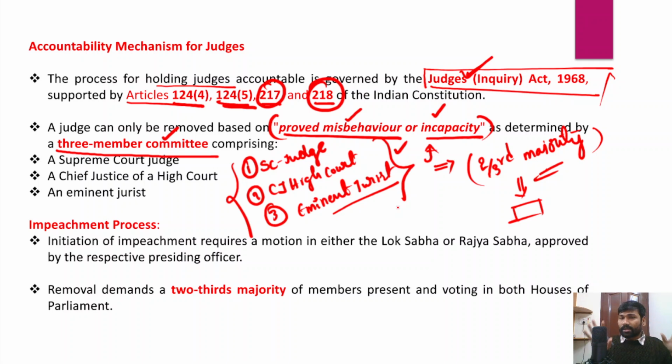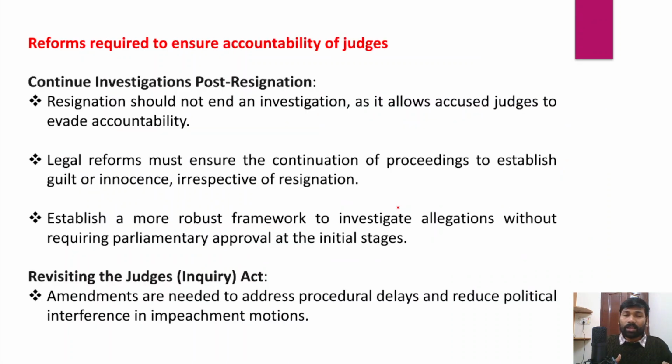Don't you think that it is a very, very complex procedure? And that makes judges less accountable to the public, right? So there is a need to look into this procedure, and also a need to revisit the provisions of the Judges Enquiry Act 1968. There are certain reforms required to ensure accountability of the judges. Now, what are the reforms that are required?